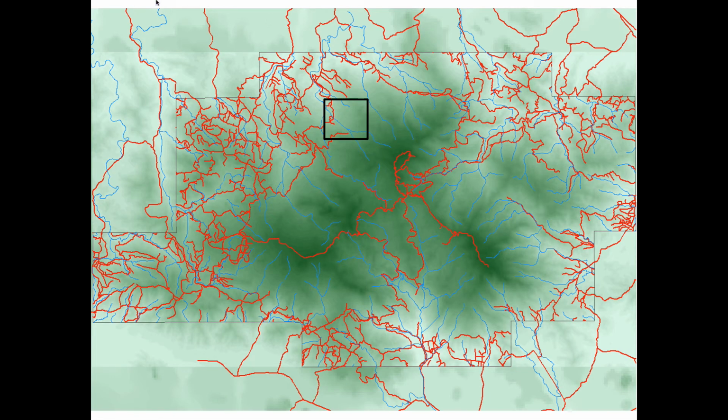I work at a field station that is approximately where this black box is. Give me a minute while I get a pointer up here. And for whatever reason, it's just not functioning.